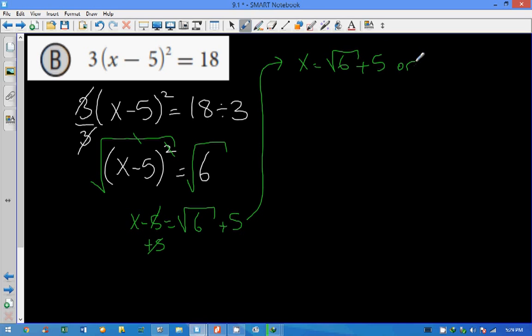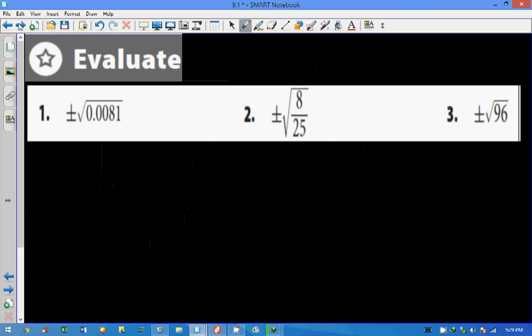When we use the calculator, root 6 plus 5 equals 7.4. So the answer is x equals root 6 plus 5, or x equals 7.4. So let's move on to the next problem.